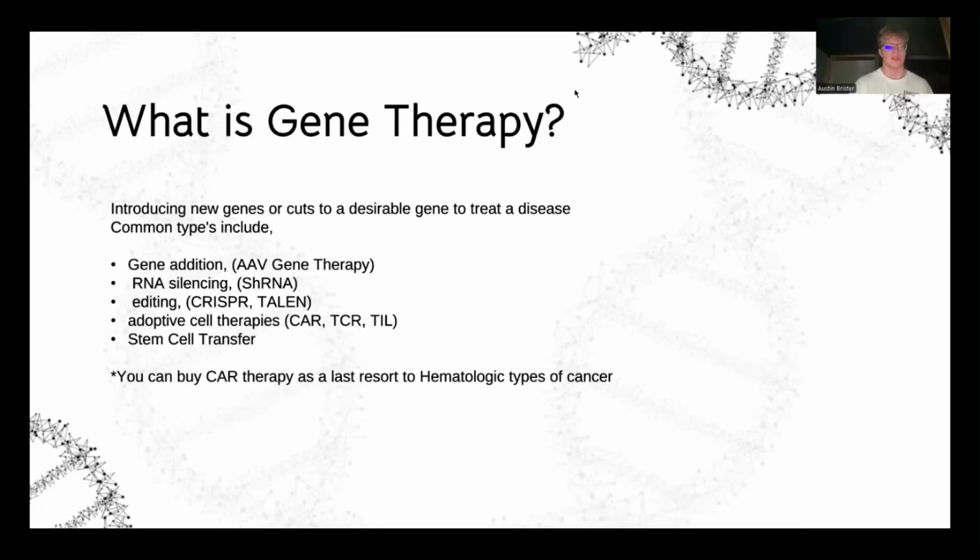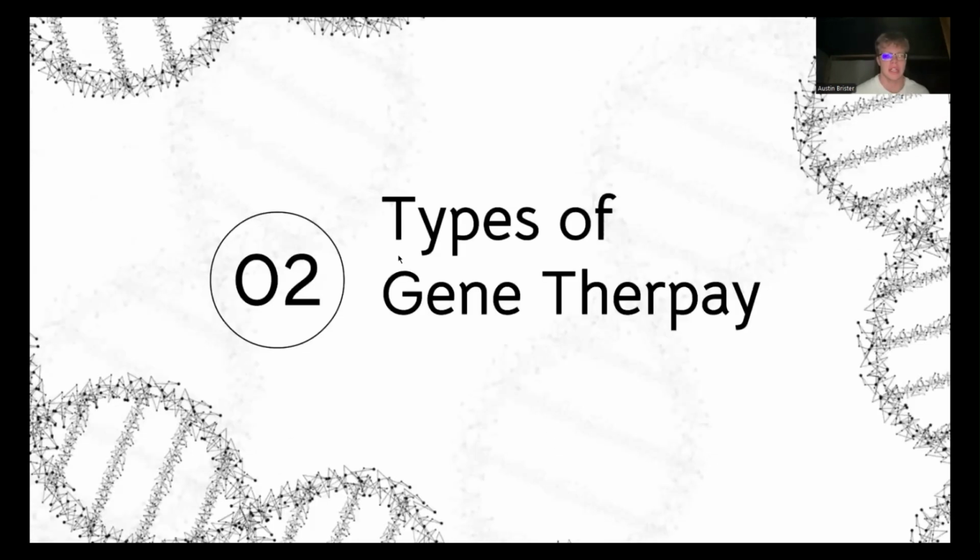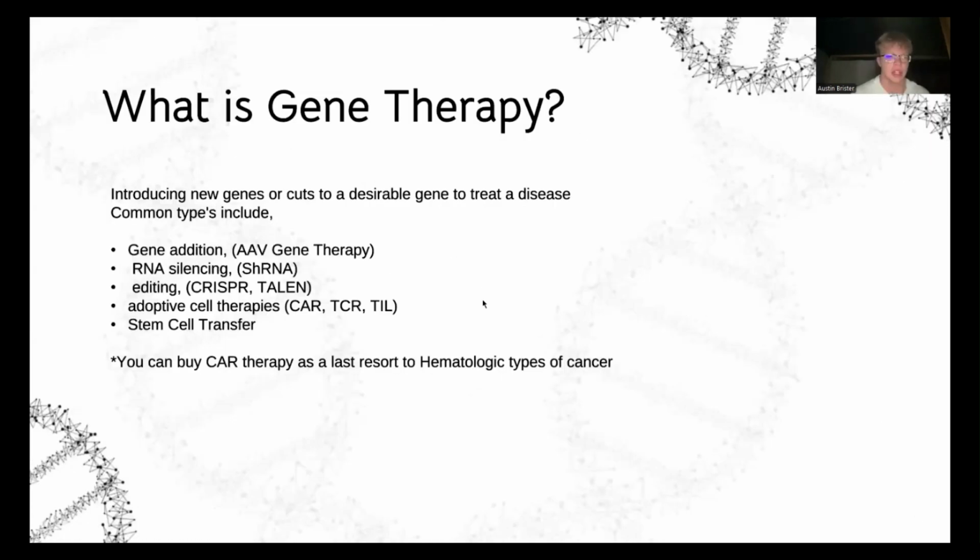All right, so what is gene therapy? Basically, gene therapy is just the editing and cutting of a desirable gene to treat a disease or cancer, or hemophilia. Common types include gene addition, like AAV therapy, shRNA for silencing, then we have CRISPR and TALEN for editing, and CAR, TCR, and TIL for adoptive cell therapies. And then we also have stem cell transfer.